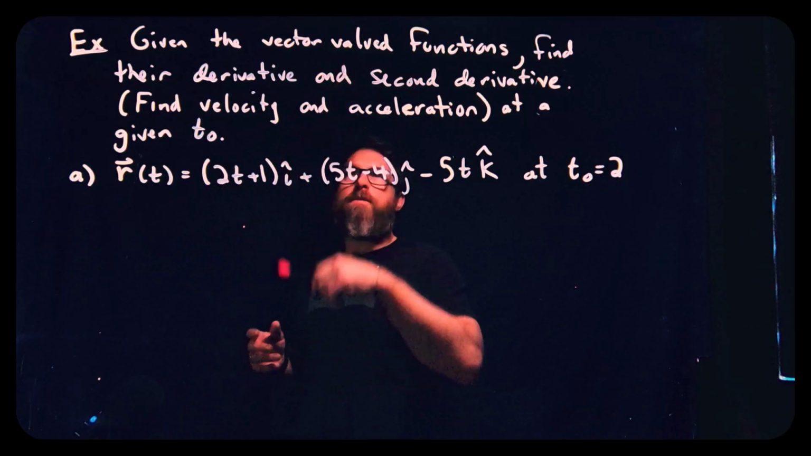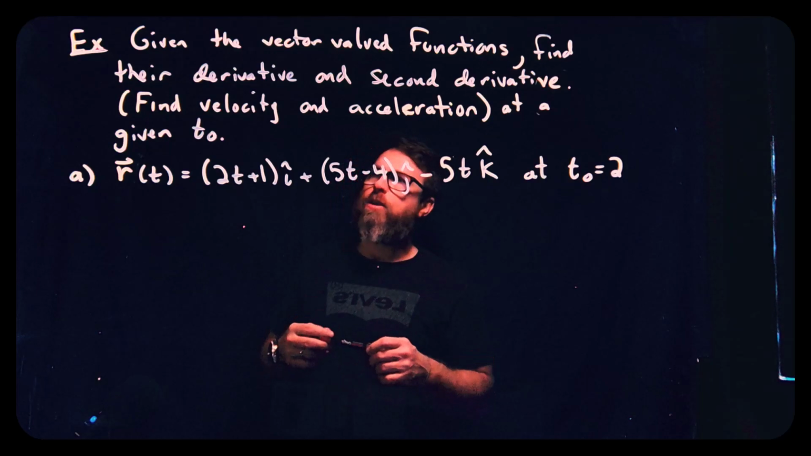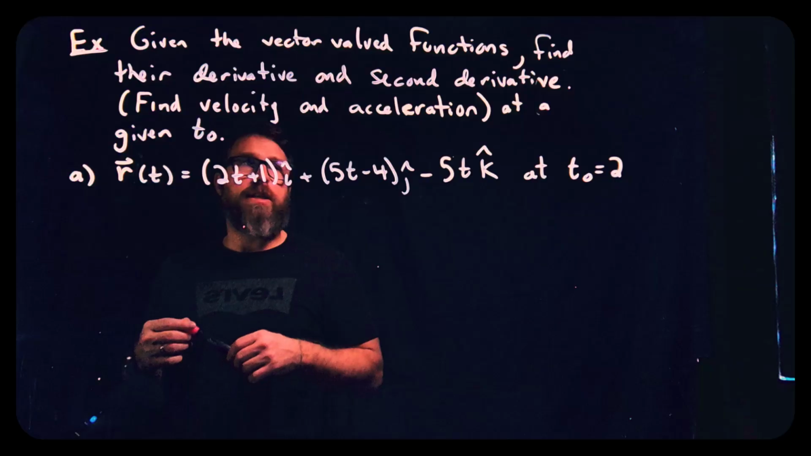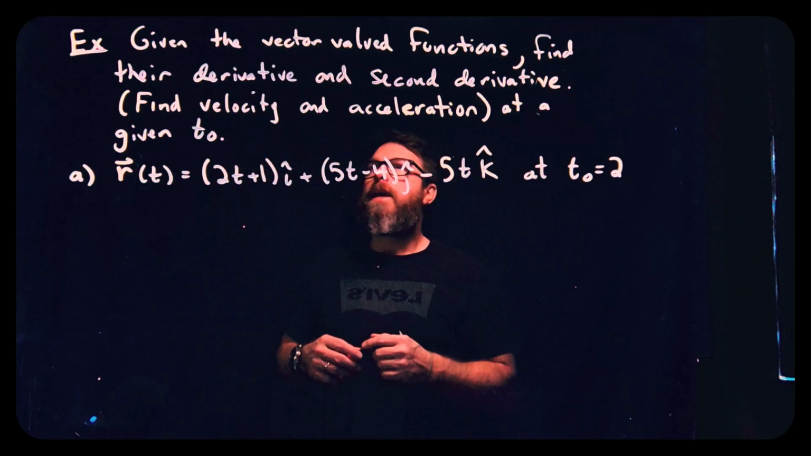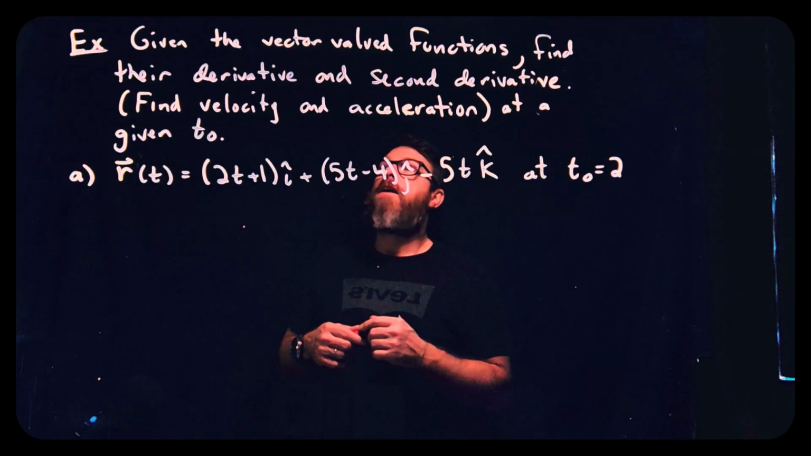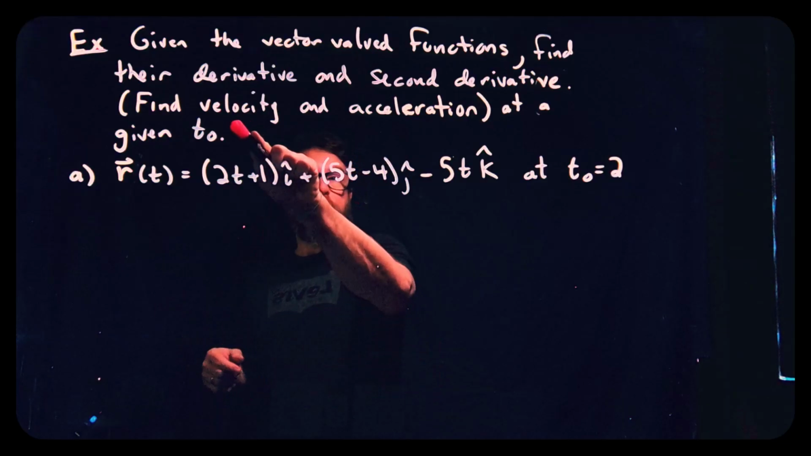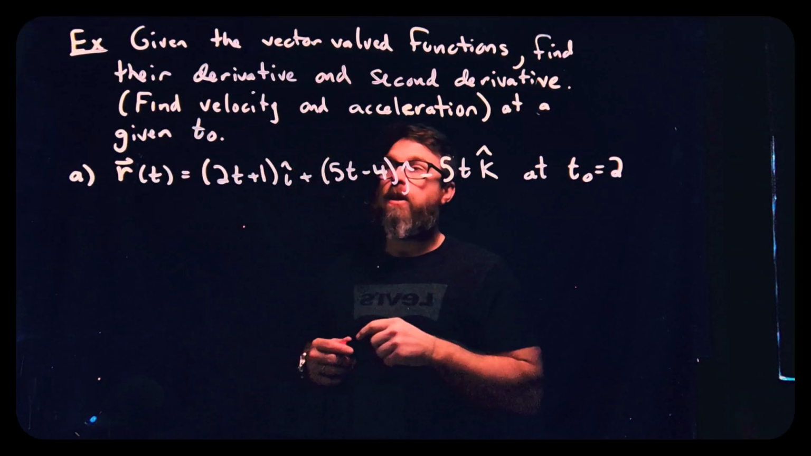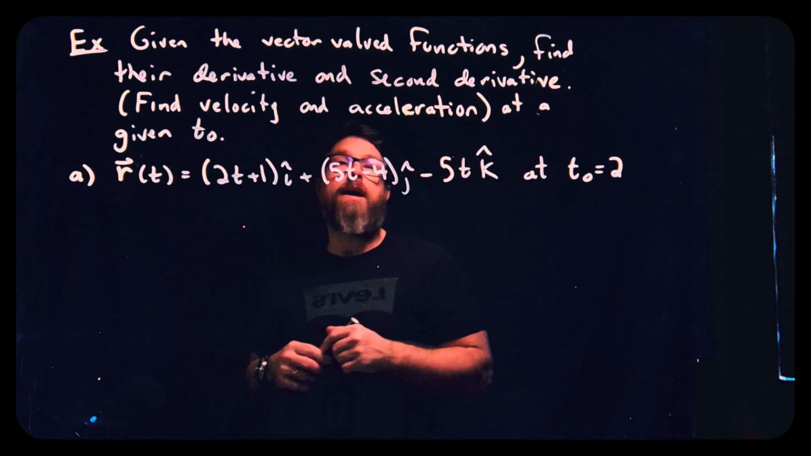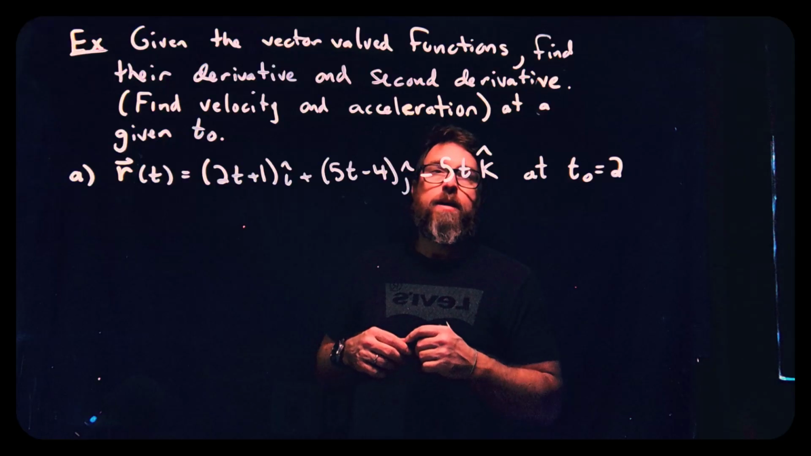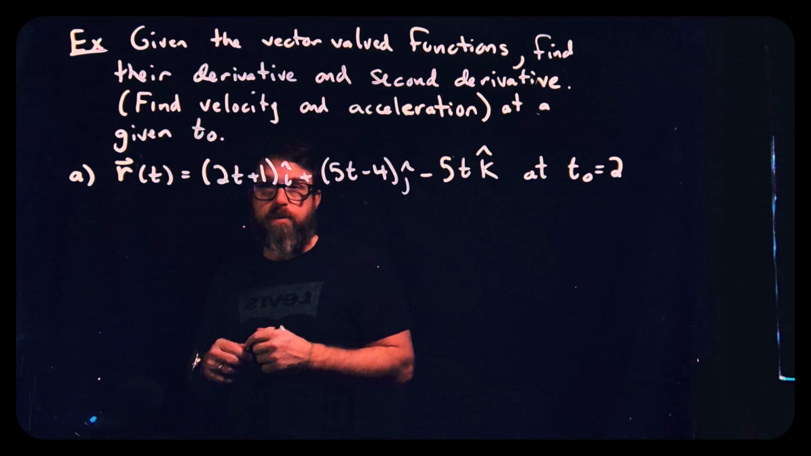So here's our example. Given a vector valued function, find its first and second derivative. Find the velocity and the acceleration. Here's our first example. Basically what I'm asking you to do is find the derivative, which is the velocity, and the second derivative, which is the acceleration, at this given t naught. So here's our function, 2t plus 1 i, 5t minus 4 j, minus 5t k, and I want to find it at t naught, which is equal to 2.